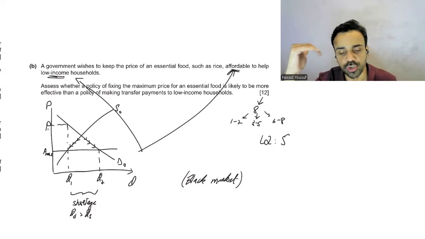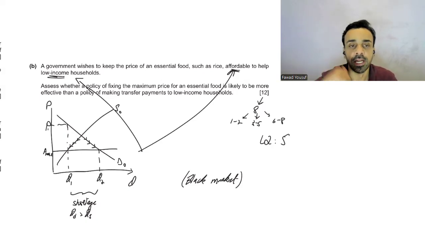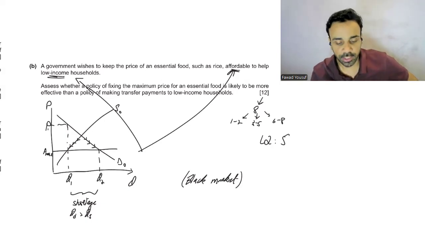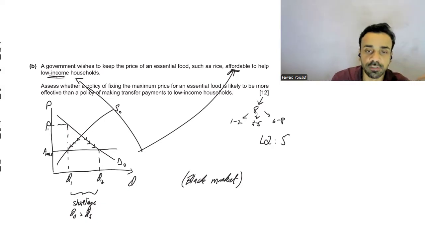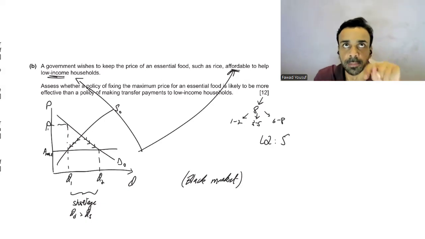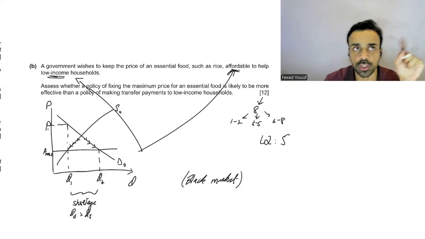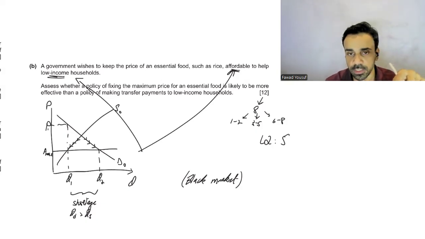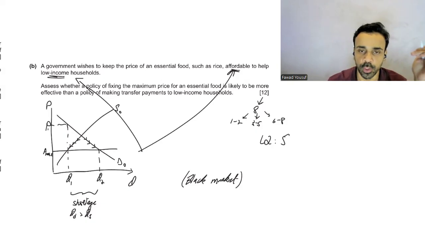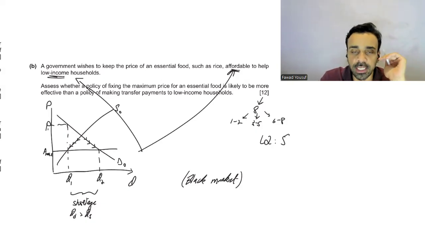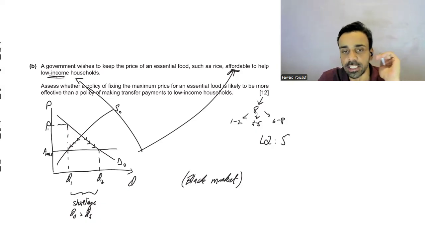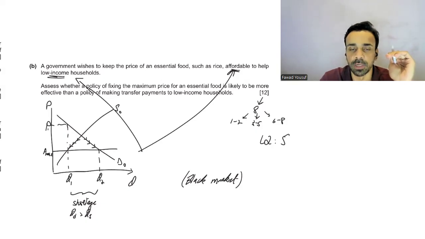I will constrain myself to 5 ticks because ट्रांसफर पेमेंट्स जब तक एक्सप्लेन नहीं करोगे, लेवल 3 पे नहीं जा सकते हो. लेवल 3 पे जाने के लिए you must talk about transfer payments, at least 4 arguments. अगर तुमने मिनिमम का 4 आर्ग्यूमेंट किया, ट्रांसफर का 4 आर्ग्यूमेंट किया, लेवल 2 पे कैप. ओके. लेवल 3 पे जाने के लिए दोनों के advantages और at least एक का disadvantage must be talked about.